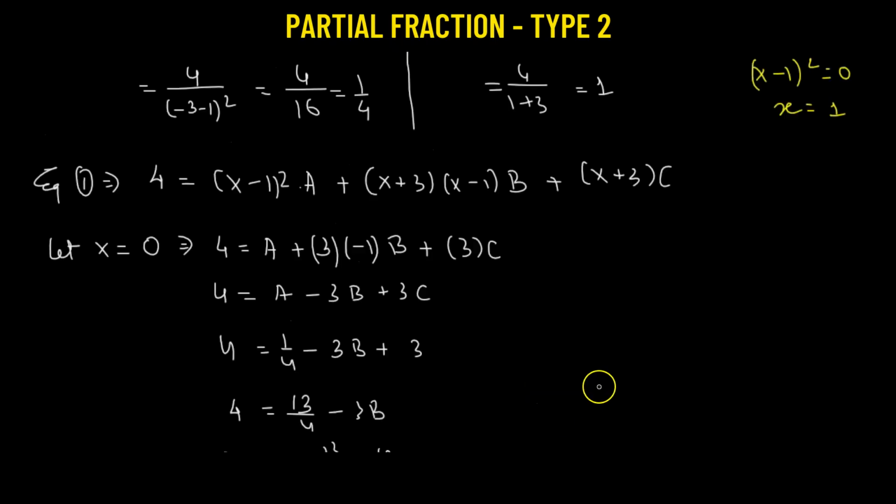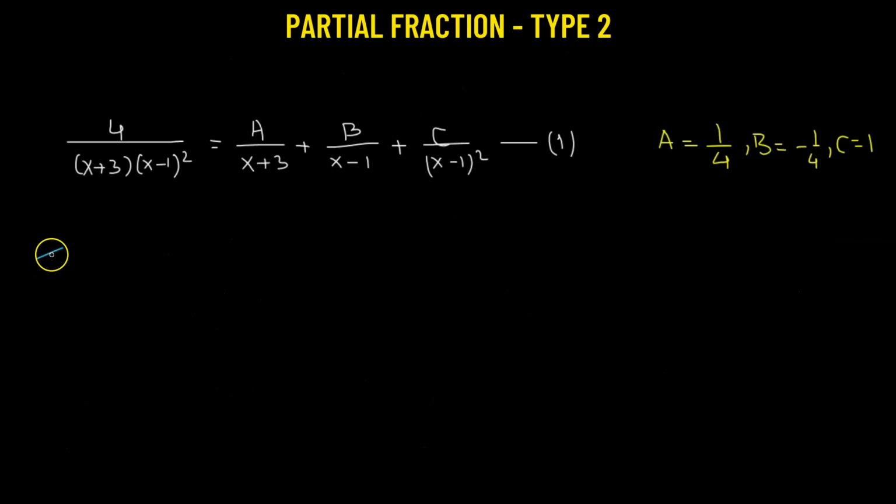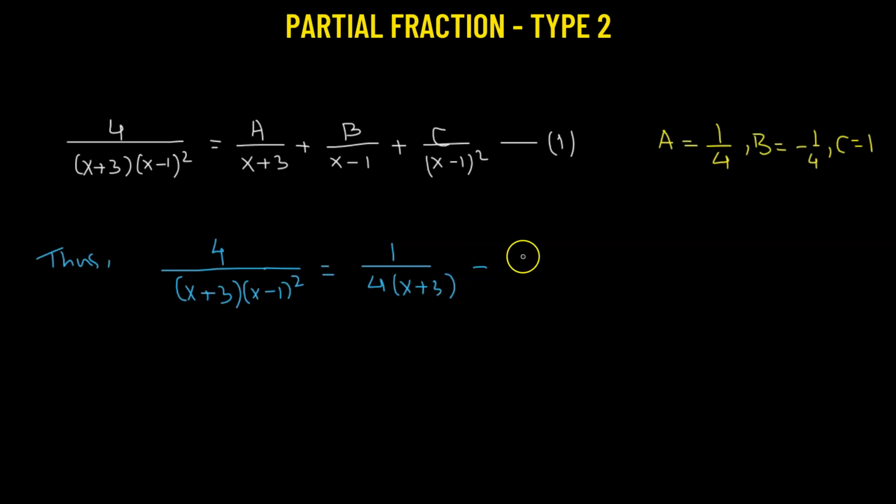We will substitute this back into our original equation, which is equation number 1, and we'll get the desired resolved partial fraction. So let's do that. Thus the final value will be 4 divided by x plus 3 times x minus 1 whole square, which equals, the value of a is 1 over 4 times x plus 3. Then since b is negative 1 over 4, we have negative 1 over 4 times x minus 1, and the c value is 1, so we have 1 over x minus 1 whole square. And this is the required result. We have successfully resolved the given rational fraction into 3 partial fractions.